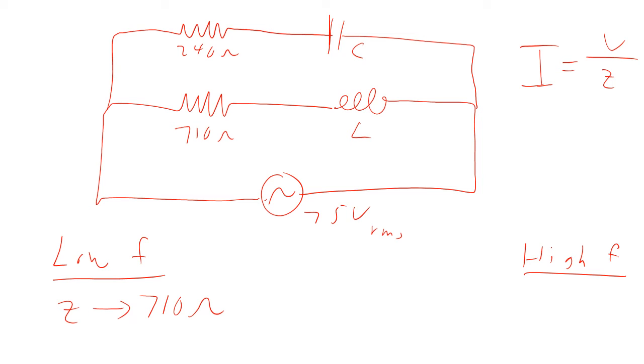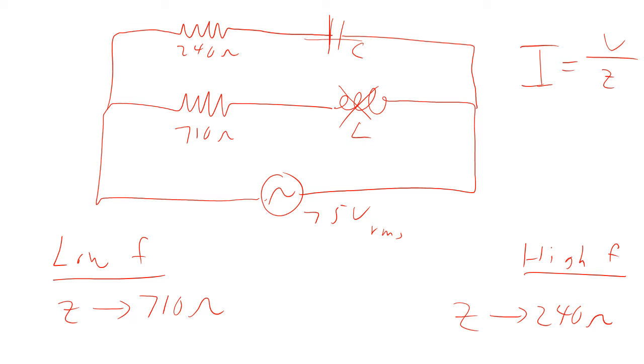On the other hand, at high frequencies, the inductor acts like a break in the circuit, and the capacitor acts like a wire, and so the only thing that the current sees is the 240 ohm resistor.